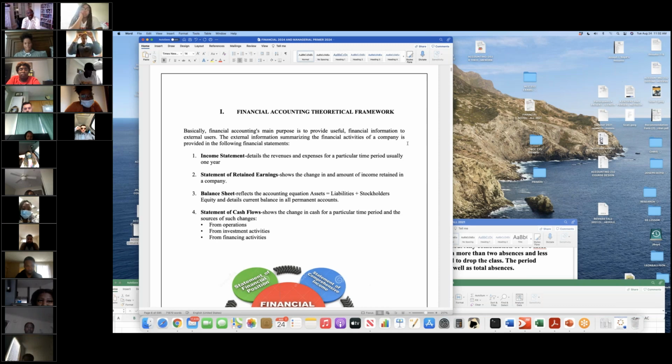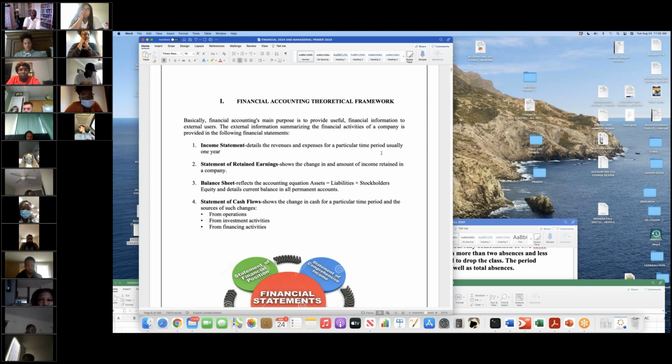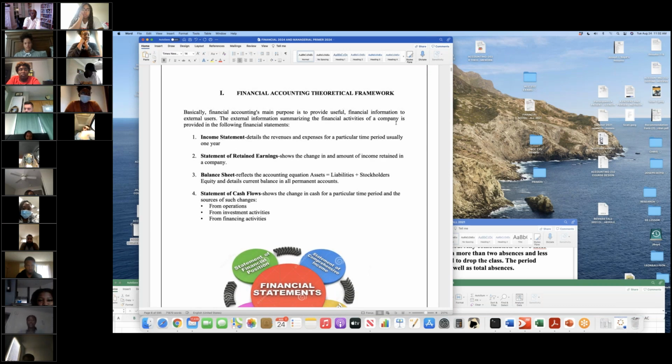Okay, assuming there are no questions, let's begin working through where we're going with the course. And we begin with the financial accounting theoretical framework. The basic thing that we do in accounting, and what you've got to learn how to do, is to prepare an income statement, a statement of retained earnings, a balance sheet, and a statement of cash flow. We do these three by midterm, and then we get to the statement of cash flow after midterm.